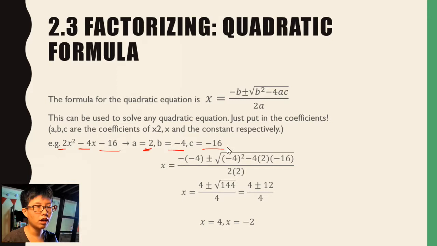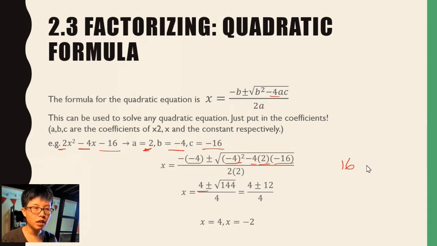So by putting that all in, we have minus b, and in this case our b is negative, so we have minus a negative number, plus minus the square root of b squared minus 4ac. This 4 is already in the formula. a is 2 and c is negative 16. So let's just go through this. Negative 4 squared is actually 16.